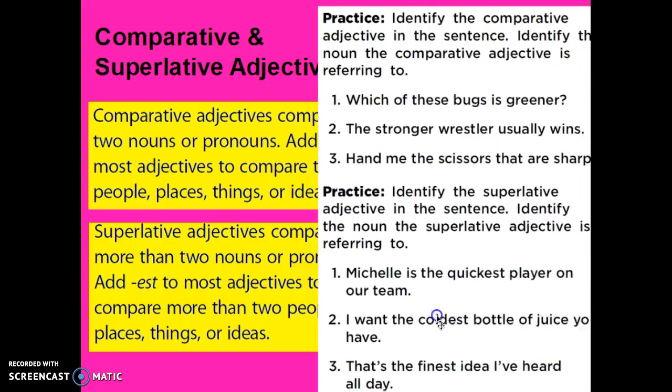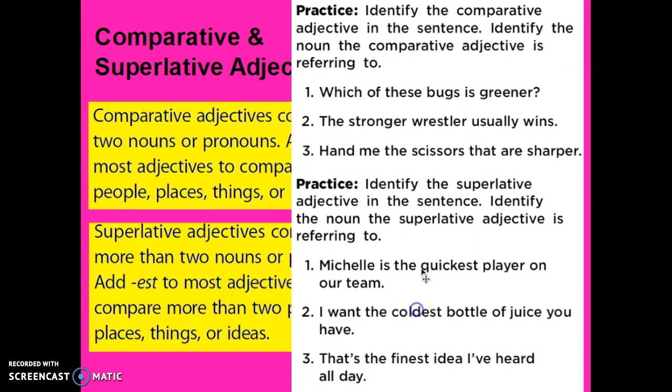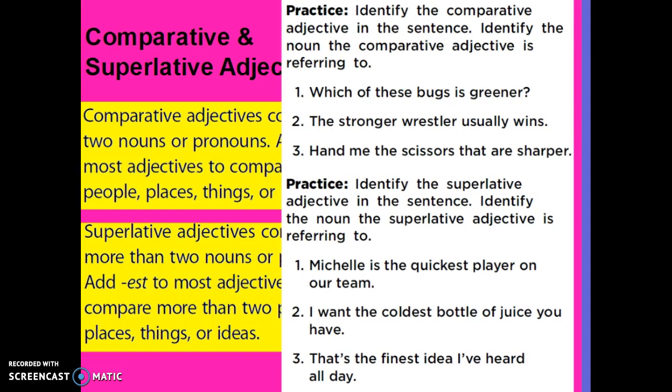So let's do a few examples together. The first three, we need to identify the comparative adjective in the sentence, and then tell what we are comparing it to. Alright, number one, which of these bugs is greener? So we're looking for the word that describes, and we know that comparative adjectives end with an ER, so that's a clue for you. And so for this one, the word greener is my comparative adjective.